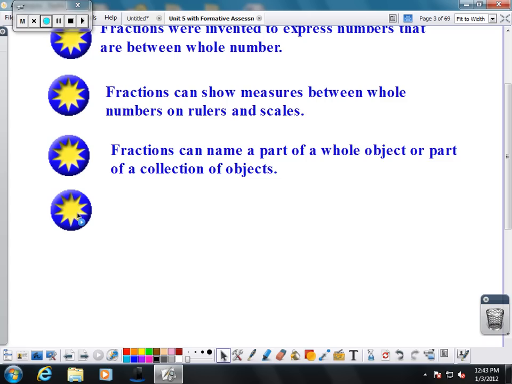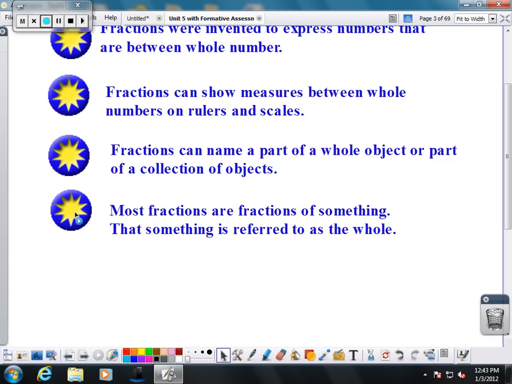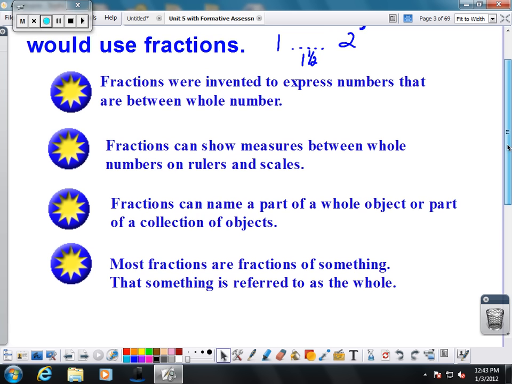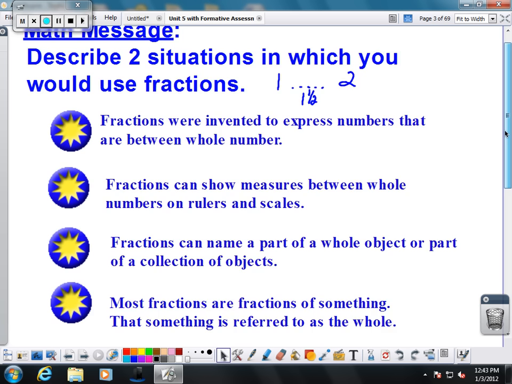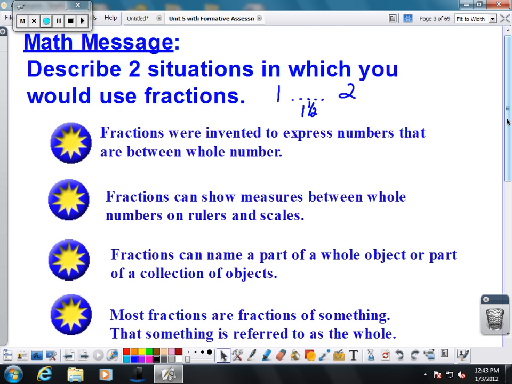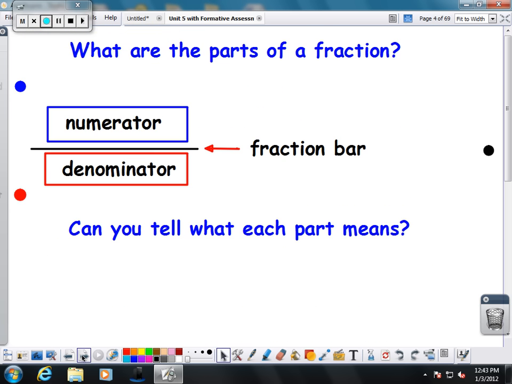And last but not least, most fractions are fractions of something. That is, they are referring to it as a whole. So again, go back to the pizza. Most of the fractions we're going to deal with are fractions of the whole. Alrighty, so you're going to want to be writing those down in your notebook, as well as the math message and whatnot. So we're going to move on quickly because last time I ran out of space and time.